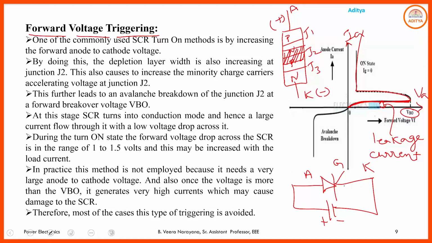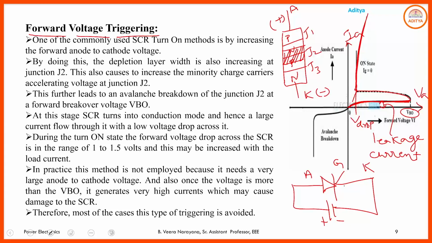Here this is the representation of the forward conducting state. The forward conducting state means the on state of the SCR. If the SCR is in the on state, the voltage across the SCR is very small, approximately a voltage drop of 1 to 1.5 volts, and depending on the load, a high amount of current flows through the SCR.